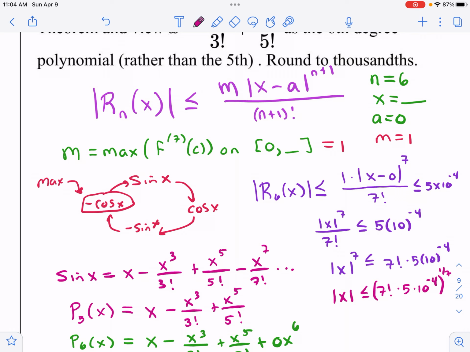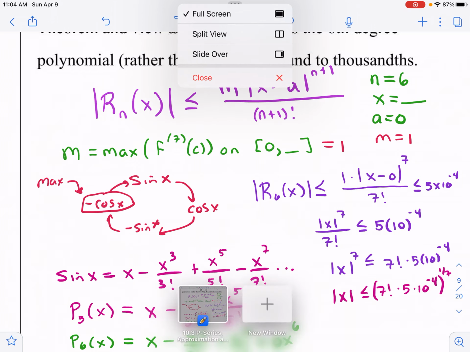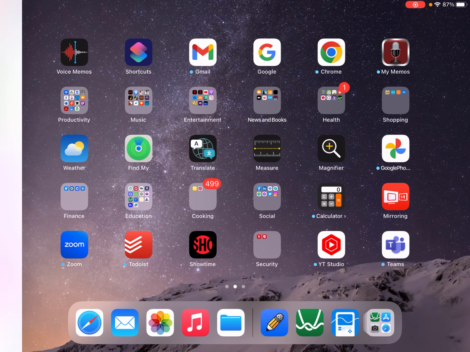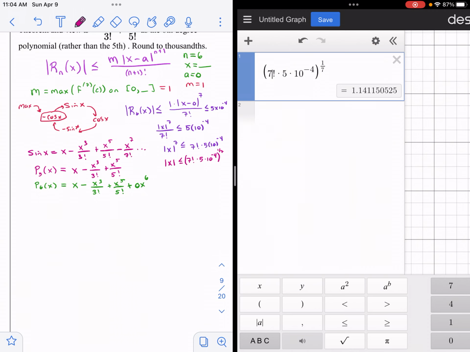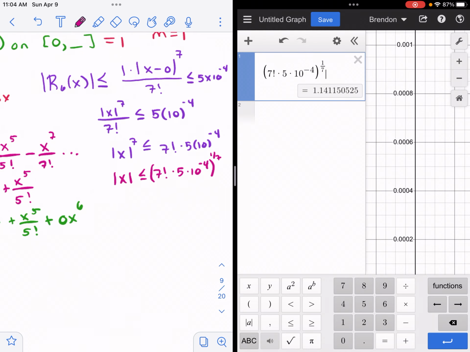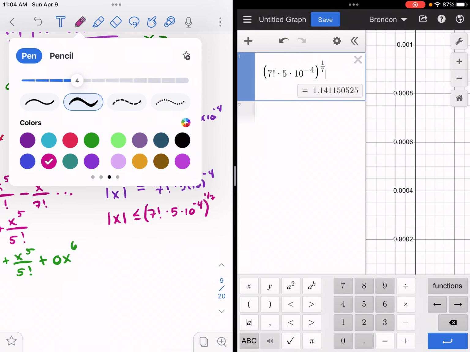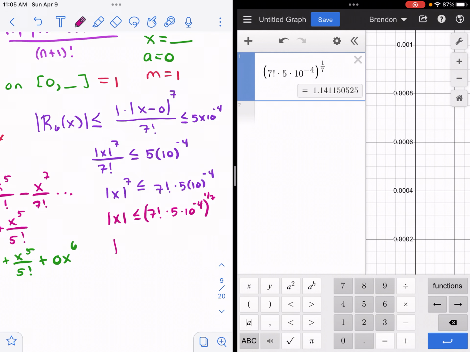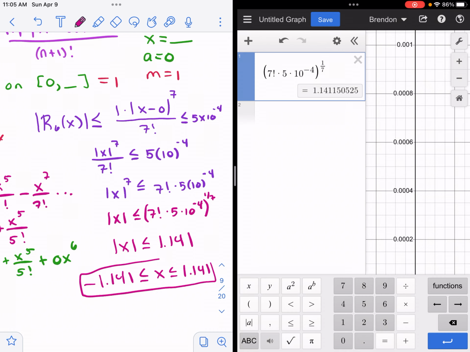All right, now it's time to punch that into a calculator and see what we're getting. I'm just going to use Desmos. I have it pre-set up. And there it is, 1.141, we'll say. So now just finishing off this inequality, the absolute value of x is less than 1.141. And if you write it like this, that'll work.